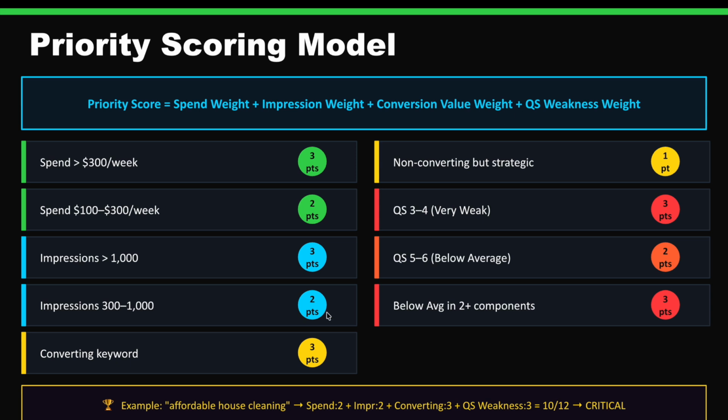Look at the yellow example here: "affordable house cleaning." Spend score 2, impression score 2, converting 3, and quality weakness 3. That is a total of 10 out of 12. That means it is a critical priority keyword. This model stops you from wasting time on low-impact keywords and keeps you focused where the money is. Give every keyword a score, then go to your next step.